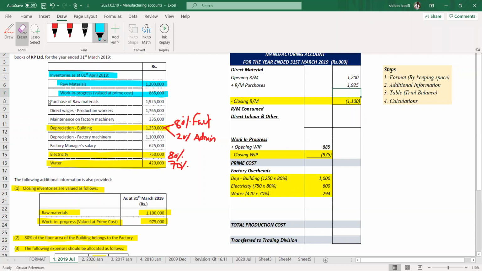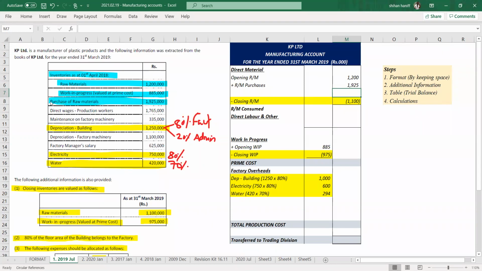Purchase of raw material 1,925,000. Direct wages 1765, that is 1,765,000. Maintenance on factory machine 335. It's the overhead cost 335. It's the factory overhead cost.